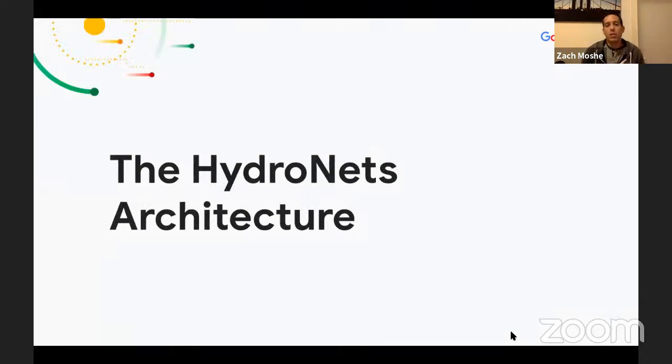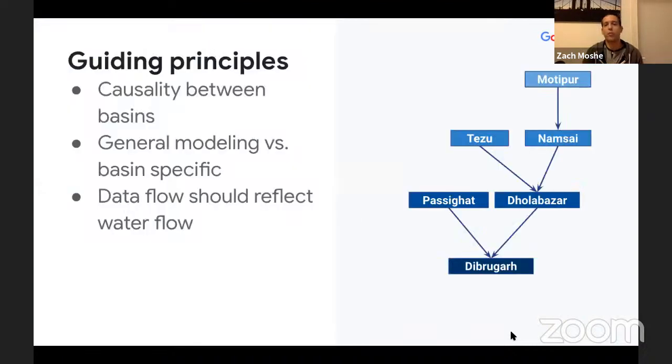What we did to solve this, and to be able to leverage information from more gauges in the graph, is we developed something that we call HydroNets. That's a general architecture, and into this architecture we can plug in different models that will do different tasks. I'll touch on this in a few slides. Before that, maybe some guiding principles that we had when we thought about it.